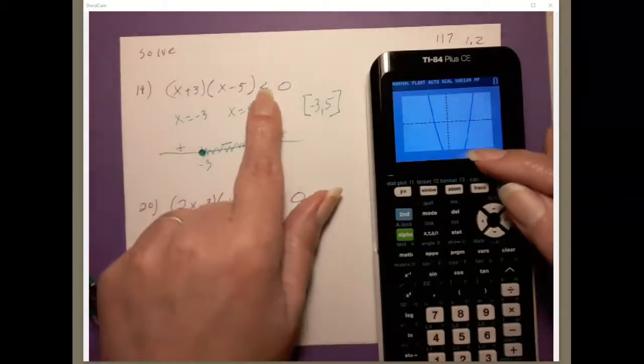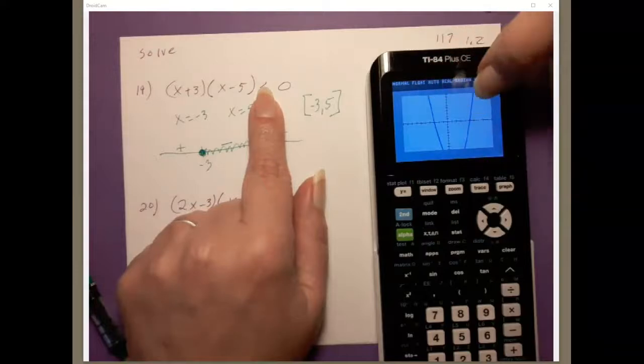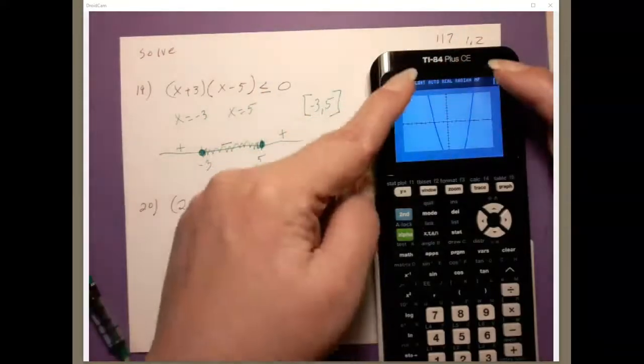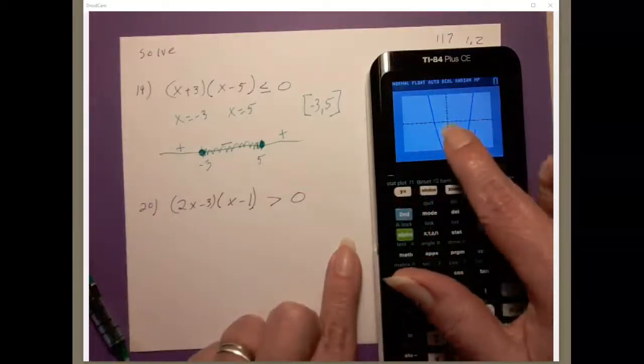Now all I'd have to do is switch this and make it greater than or equal to, and I'd be wanting these two pieces, and I'd have to do a union for those two pieces. Now we're looking for the x values, not the y values. So the x is between -3 to 5. That's what we see there.